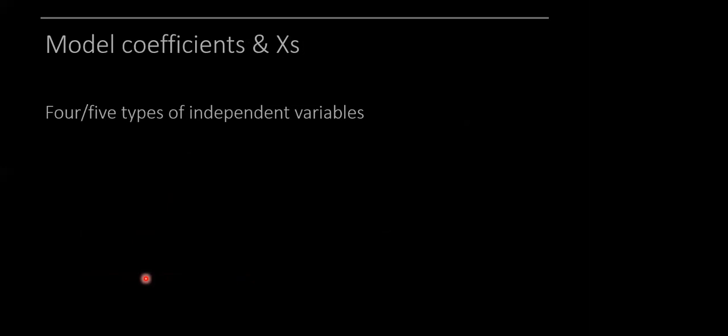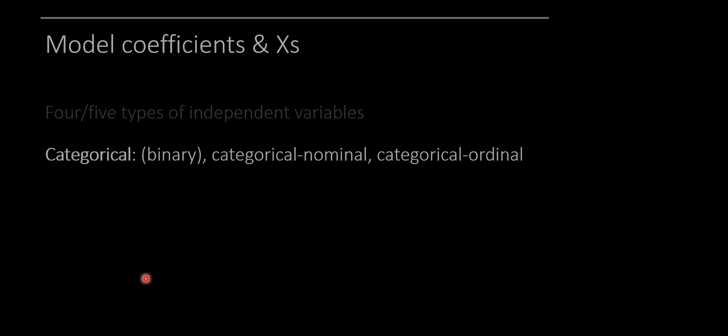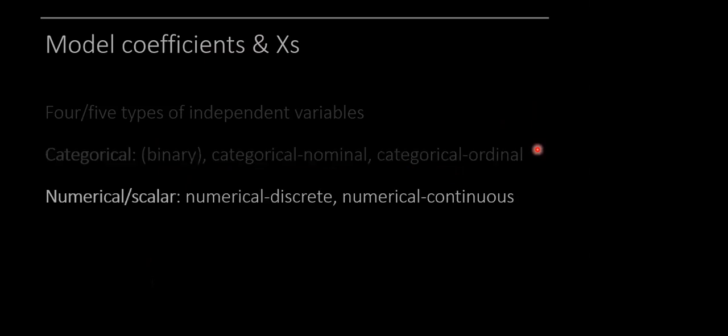Okay, so let's think a bit now about the different types of independent variables, and therefore how they're set up in the models. Depending on how you think about it, there are four or five types. We've got binary independent variables, categorical nominal ones, and categorical ordinal ones. Hopefully none of that's too unfamiliar. I'm conscious of the time, so I don't want to spend too long on this. And then we've got numerical scalar ones.